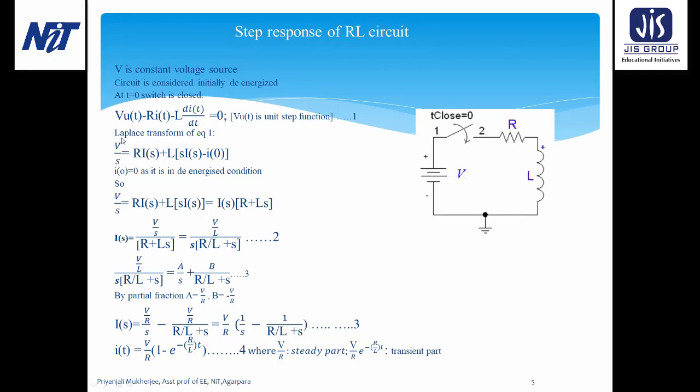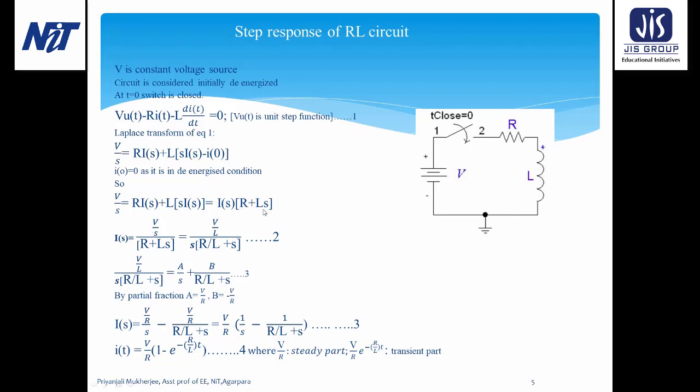So it becomes V by s, because for the step function the Laplace transform is 1 by s. So it is V by s equal to R I(s) plus L [s I(s) minus i(0)], and i(0) is the initial value of the current, and it is to be considered here as 0 because the circuit has been assumed to be in the de-energized condition. So we can write the equation V by s equal to (R plus Ls) I(s).